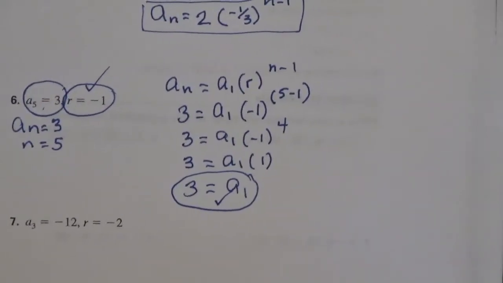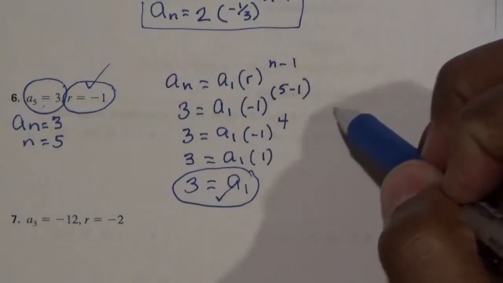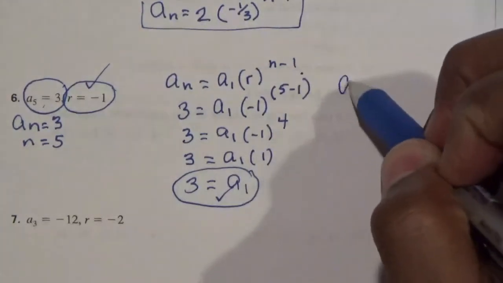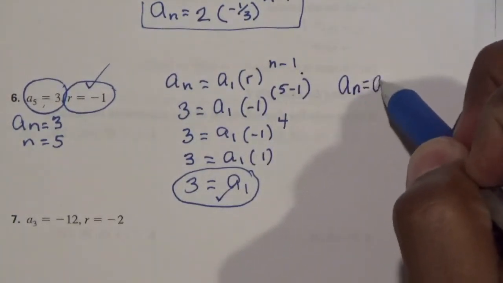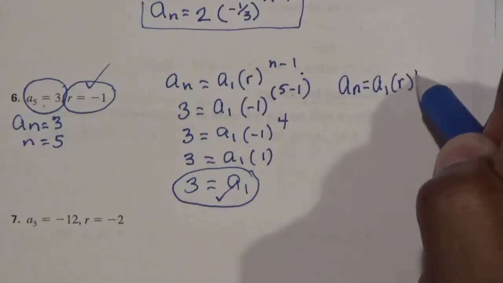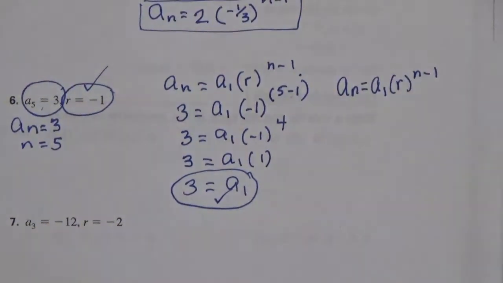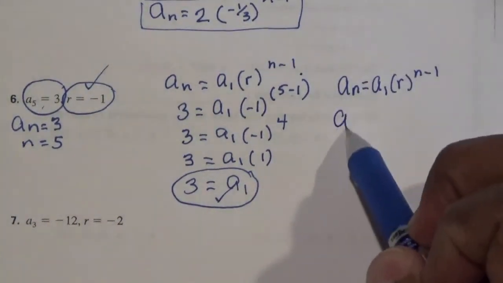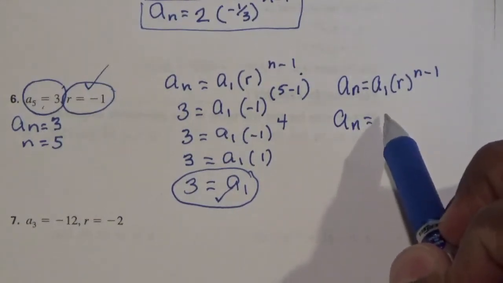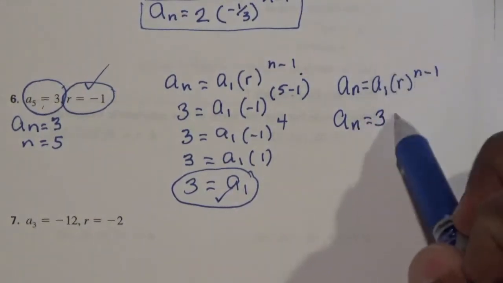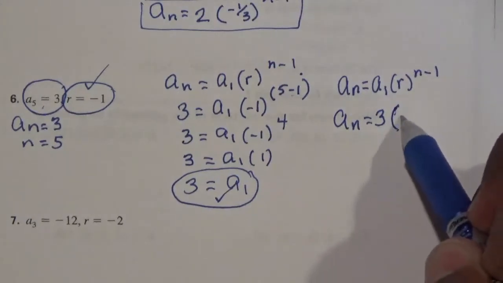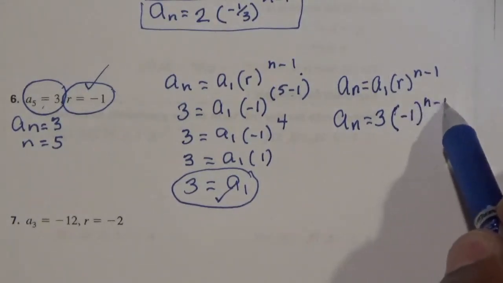So let's write the rule over here. At the beginning, you guys know that I'm going to write the rule first, and I'm going to plug into the rule. So A sub n is equal to the first term, which is now 3, times -1 to the n minus 1.